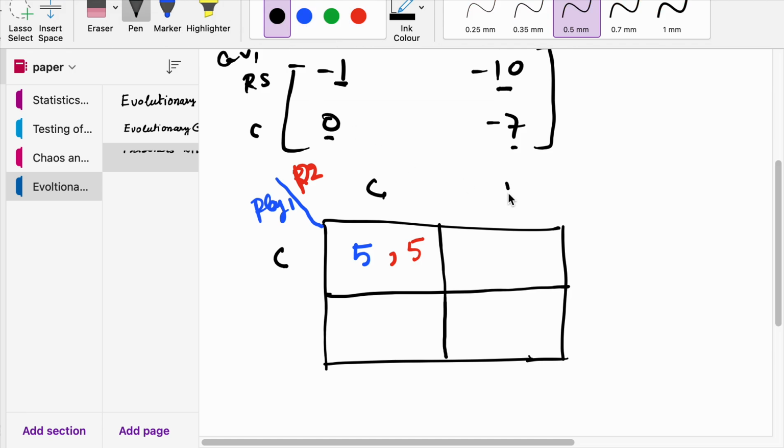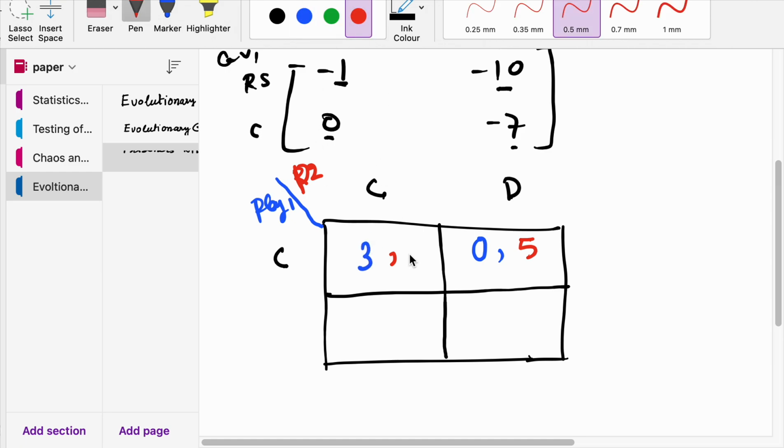Now this is D. Player 2 is defecting, but player 1 is cooperating, so that's why player 1 is getting a payoff of 0. Why? Player 1 is still cooperating, but the other individual is not cooperating with him. The other individual will enjoy the cooperation of the other player. He will get 5. Maybe I will not write 5 here, let me write 3, 3.